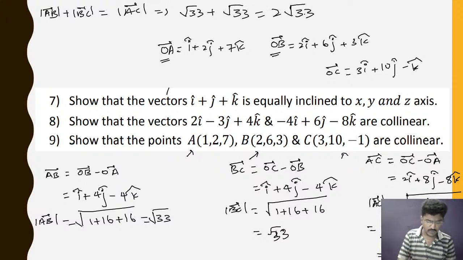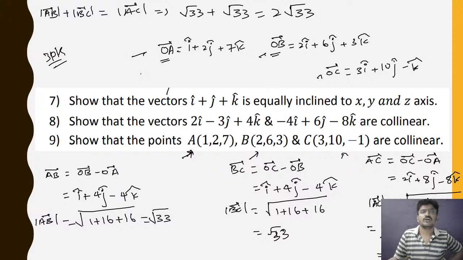So this is what you have to do whenever three vectors are given or three points are given. Same. If they give three points, you write these three vectors. If they directly give these three vectors, you simplify directly AB, BC and AC.